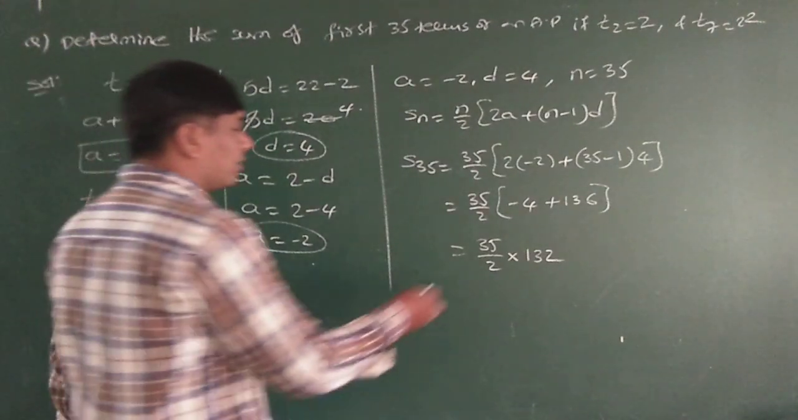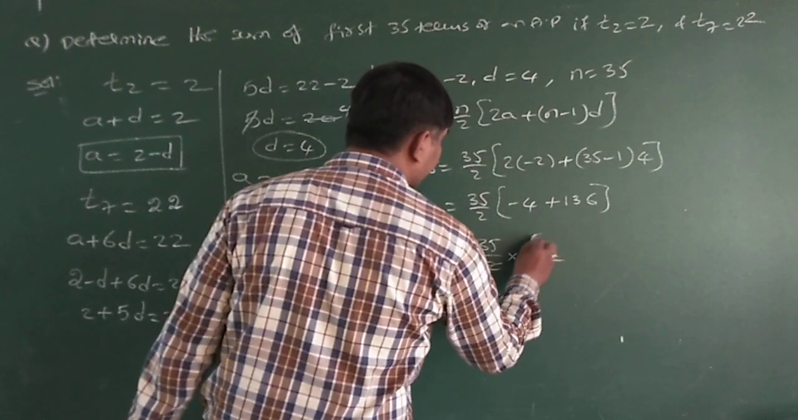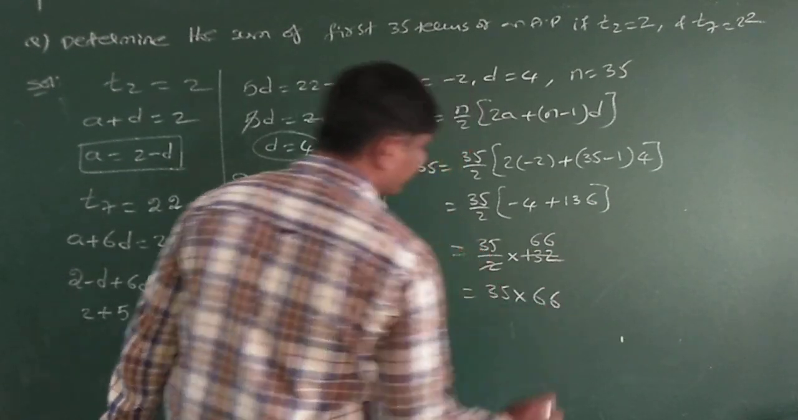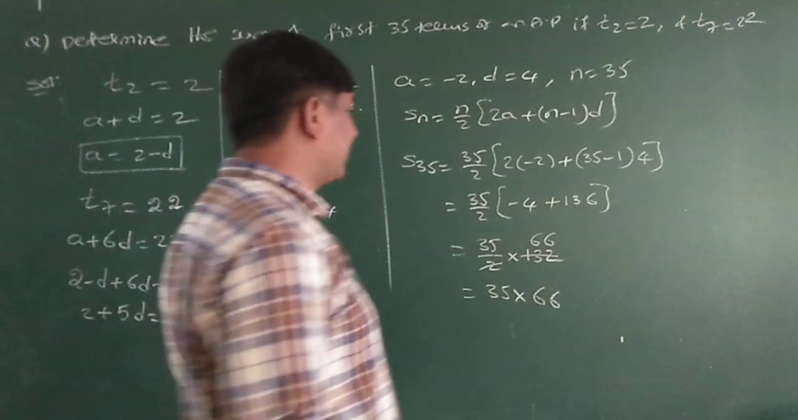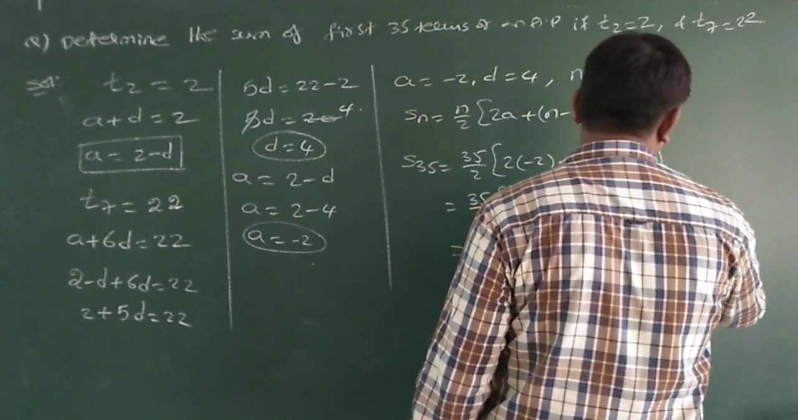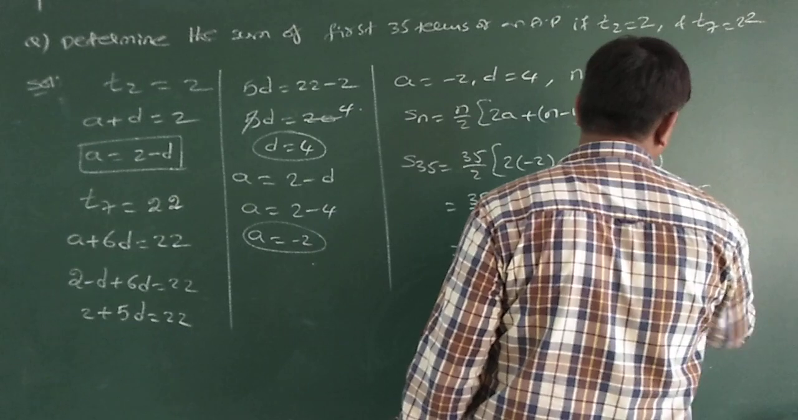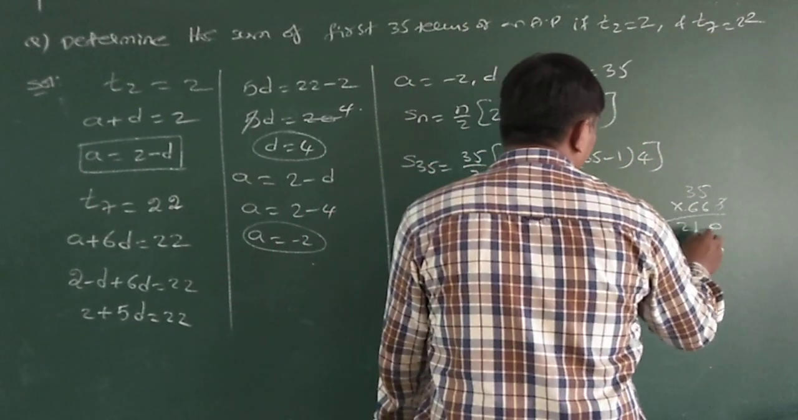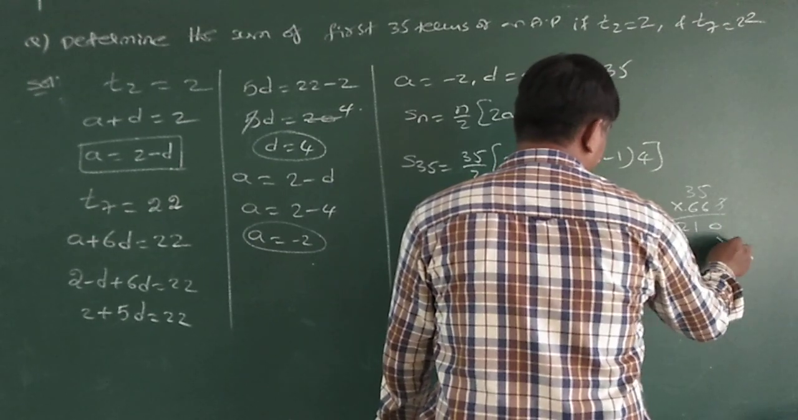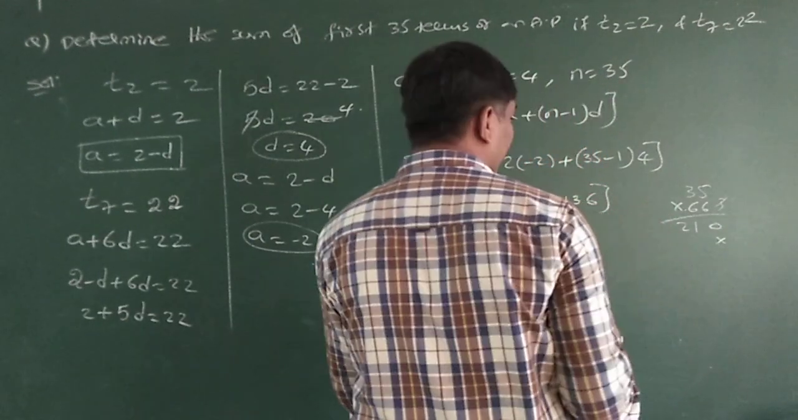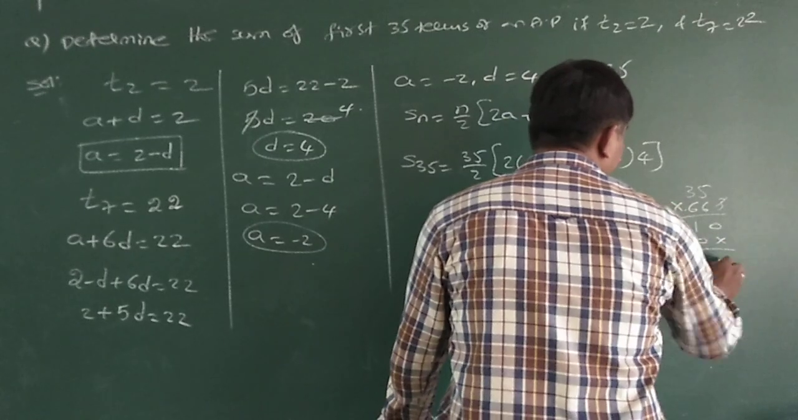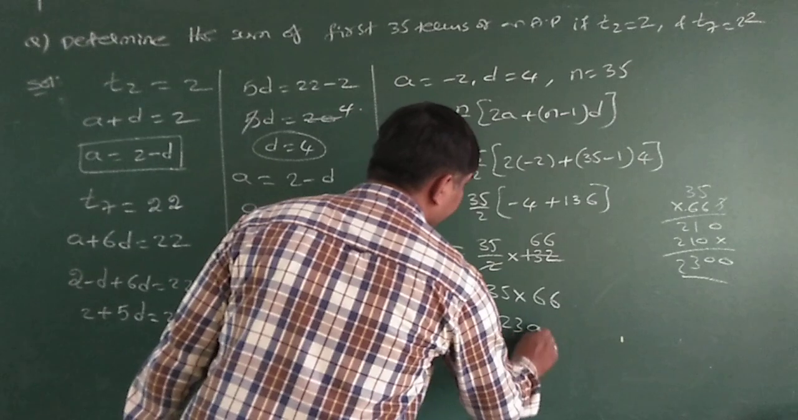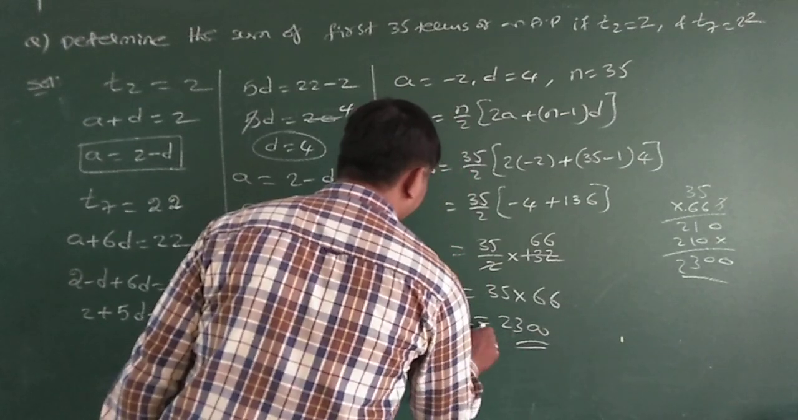132. Now 2 ones are 2, 2 6s are 12, so 35 into 66. Now multiply them. 6 5s are 30. 6 3s are 18, 18 plus 3, 21. Now same: 2310. Yes, S35 is equal to 2300.